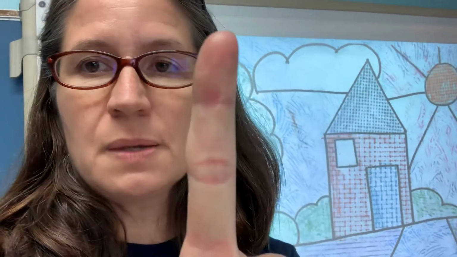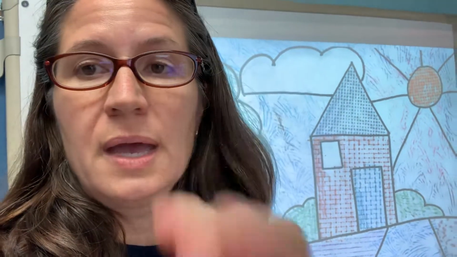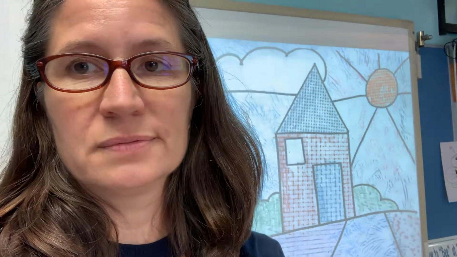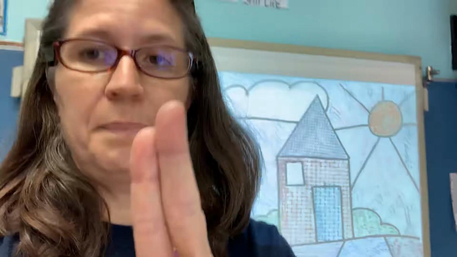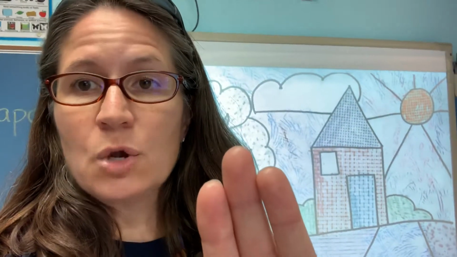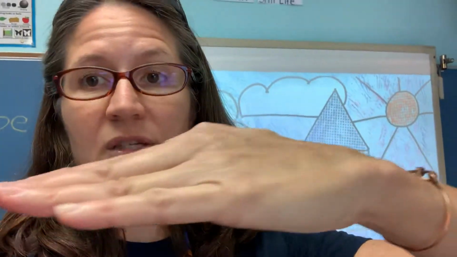So the first thing I want you to do is get three things for me: a piece of paper, a pencil, and an eraser. Get those things now. Now that everybody has a piece of paper, a pencil, and an eraser, I want you to make sure that your paper is horizontal side to side. As soon as you get your paper horizontal side to side, give me a thumbs up.